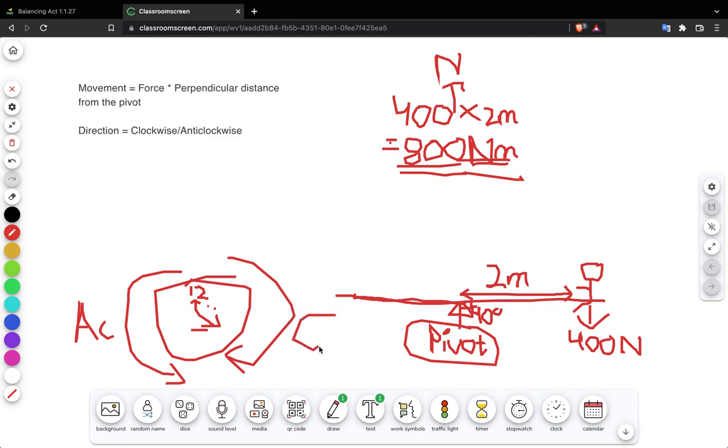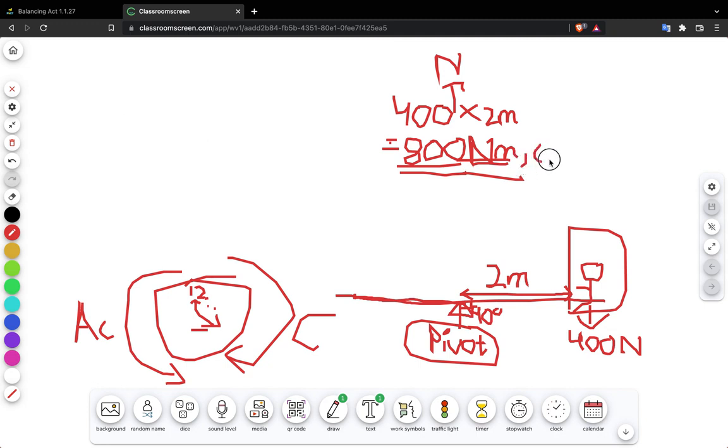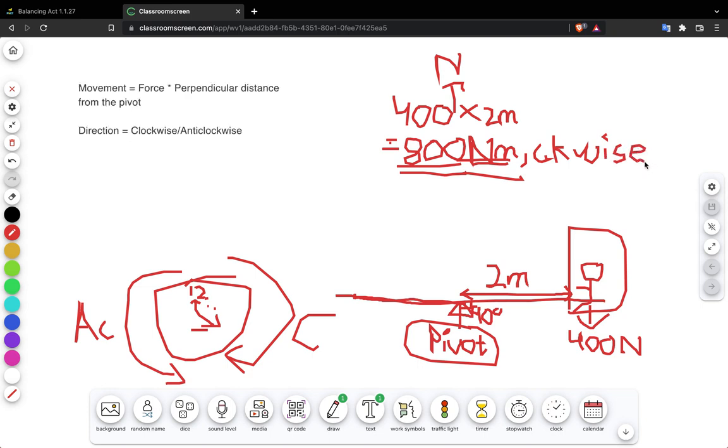is clockwise. Alright, so as you can see, this fellow right here, he is on the right. If he was on the left, then he would be moving in the opposite direction. So here he is moving the way a clock moves. So 800 Newton meters clockwise. Alright, and there you go. This would be the final answer.